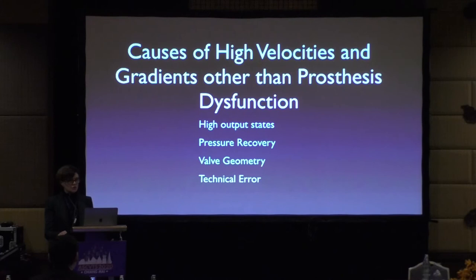If you get a high velocity and a high gradient, you might have obstruction, but there are a number of other possible causes that you need to consider. The patient might have a high output state. You might be showing pressure recovery. It might relate to the valve geometry. You might be detecting flow through the narrowest orifice of the valve, but that might not be representative of the whole valve, or it might be a technical error.